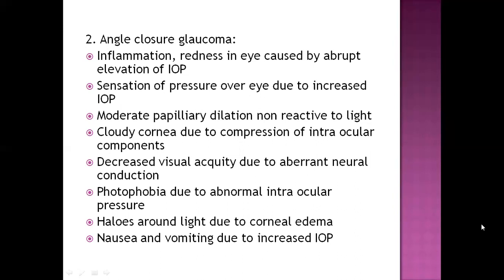Photophobia due to abnormal intraocular pressure. Photophobia is sensitivity to light. Halos around the light, and some minor signs and symptoms can be nausea and vomiting because there is an increased level of intraocular pressure. This sensation of pressure over the eye can be felt from outside.